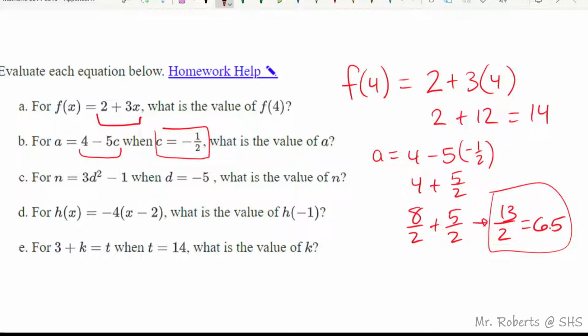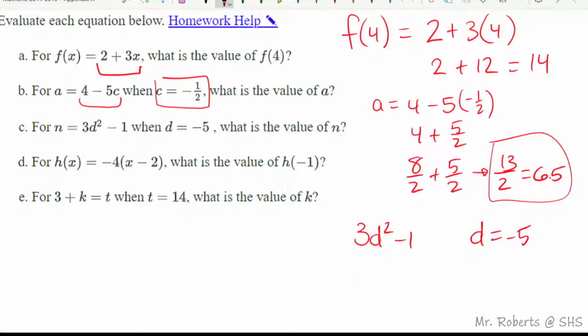Ooh, the next one looks very scary. We can do this. So it says find what n is, and n is defined as 3 times d squared minus 1. Find out what n is when d is the number -5. Wow. Okay, so d is the number -5.